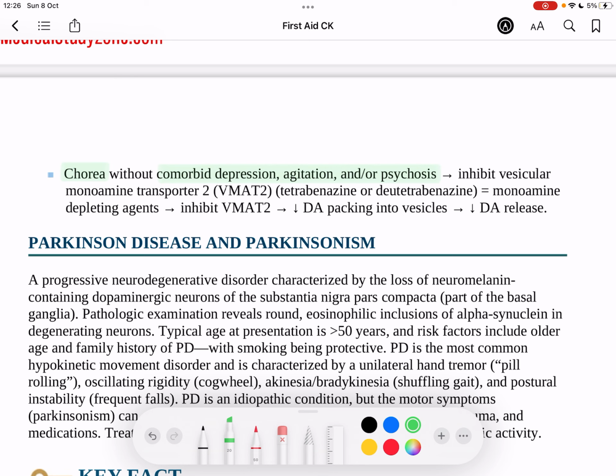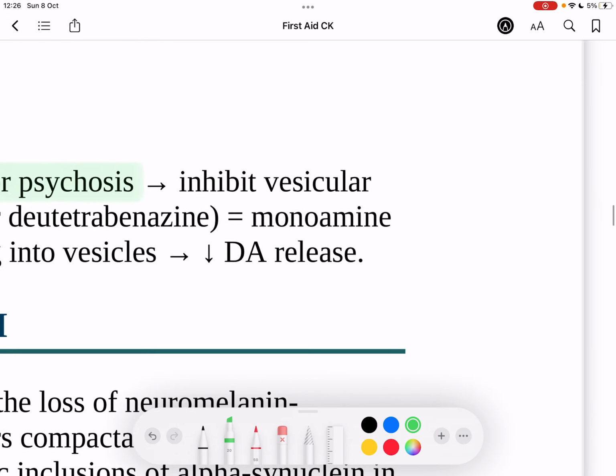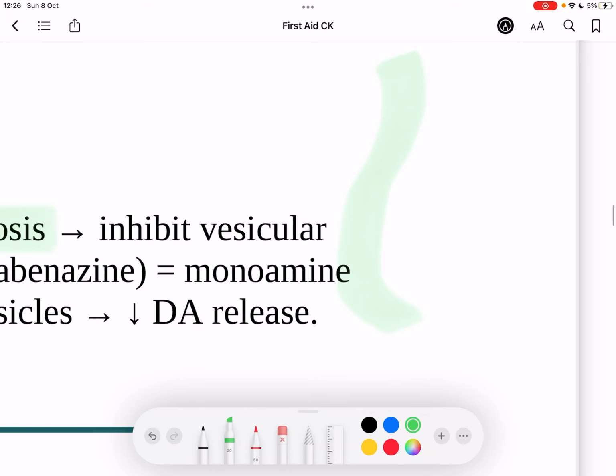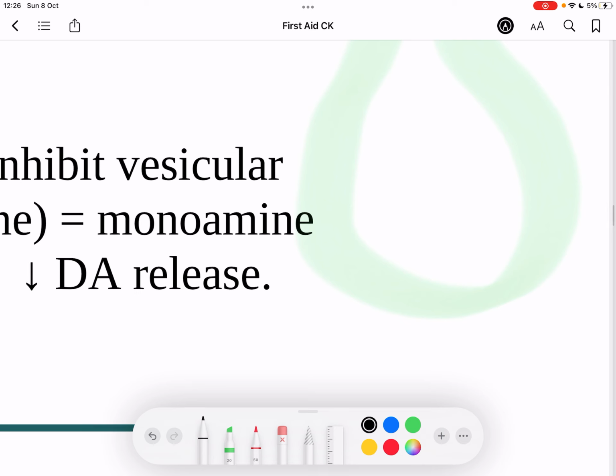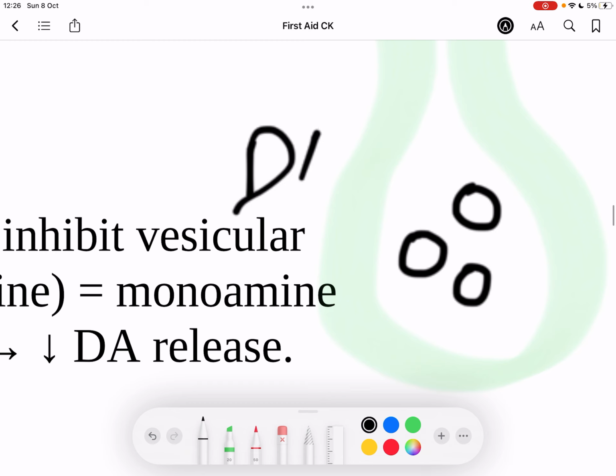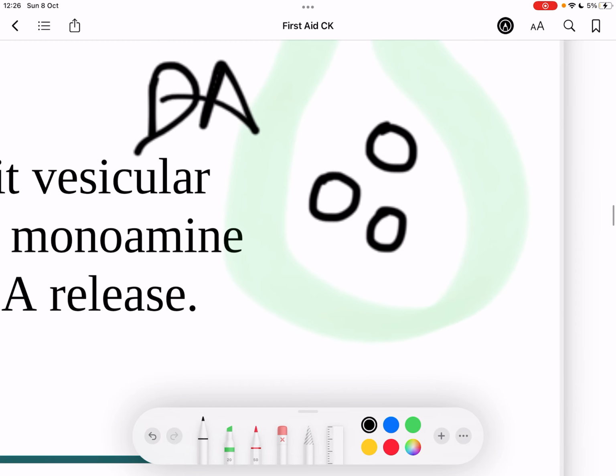Instead, I can give something called a VMAT inhibitor. A VMAT inhibitor, i.e. tetrabenazine and deutetrabenazine, these are going to be inhibiting VMAT. So if I just quickly describe how that works, in your presynaptic knob, you have vesicles inside containing, let's just say this is a dopaminergic neuron, dopamine inside, ready to release to the postsynaptic cleft.